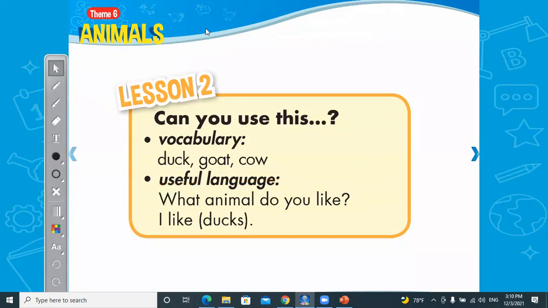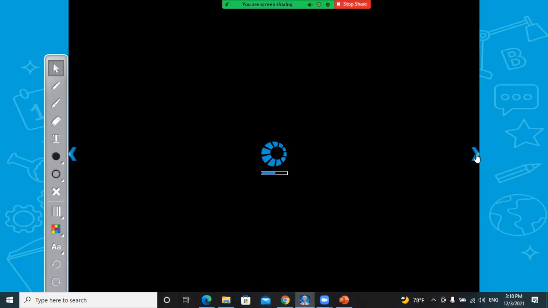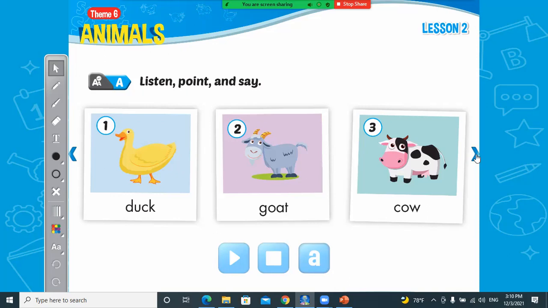All right, so first, what are the new animal vocabularies that we are going to learn? A, listen, point and say. 1, duck. 2, goat. 3, cow.